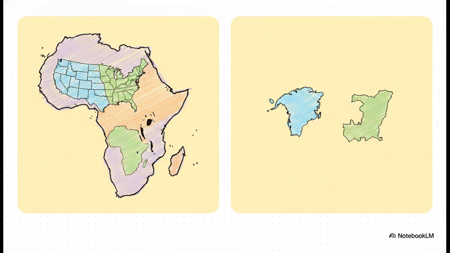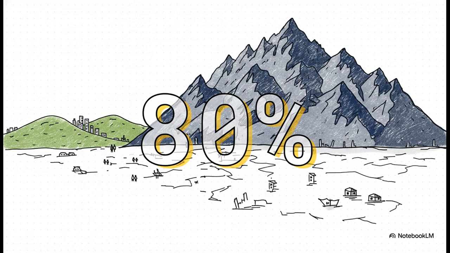So why does this matter to us? Because maps aren't just pieces of paper. They fundamentally shape our subconscious understanding of global power, populations, and resources. And it's not just about perception. Geography brutally dictates where we can actually survive.